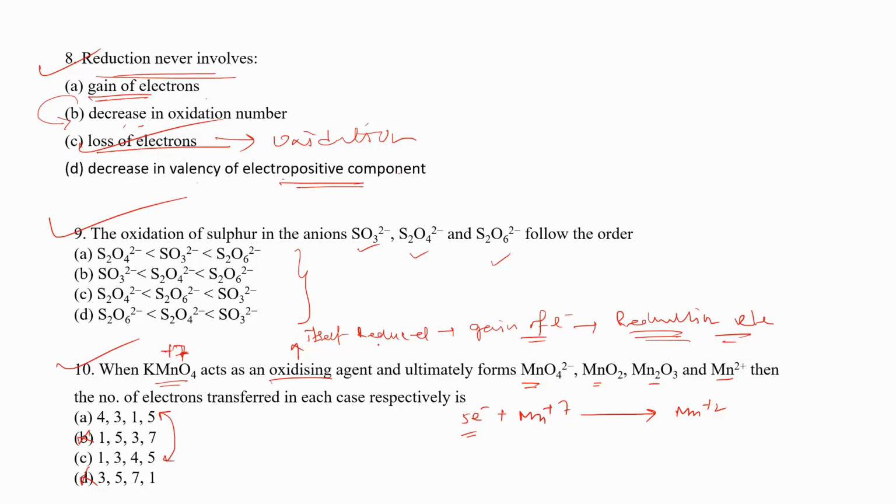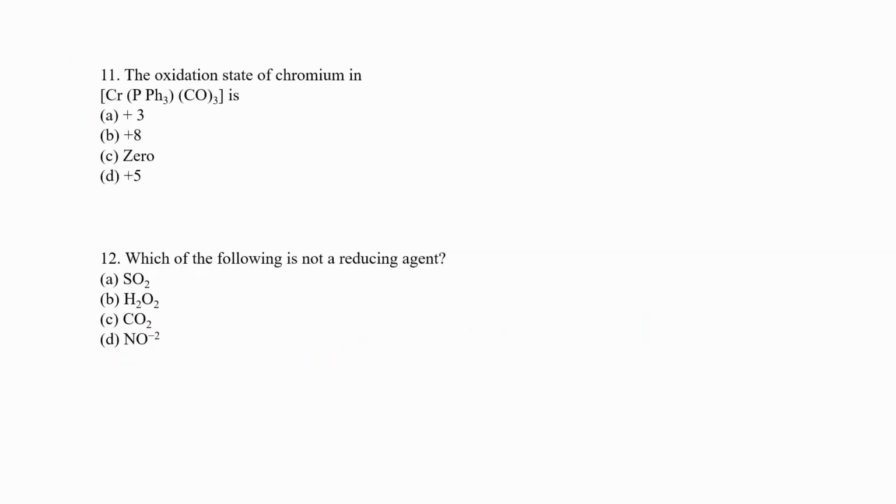Just you guys find out for the other case. It will be very easy. You just calculate the oxidation state of the manganese and see how many electrons are transferred, how many electrons are needed to balance the charge of the manganese. Another 2 questions are remaining. Just I will show you here.